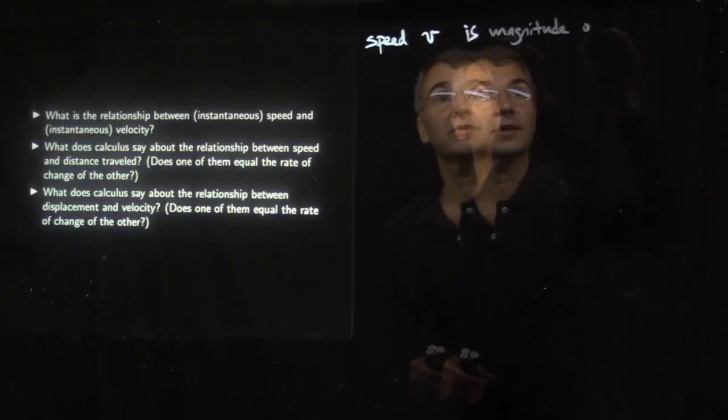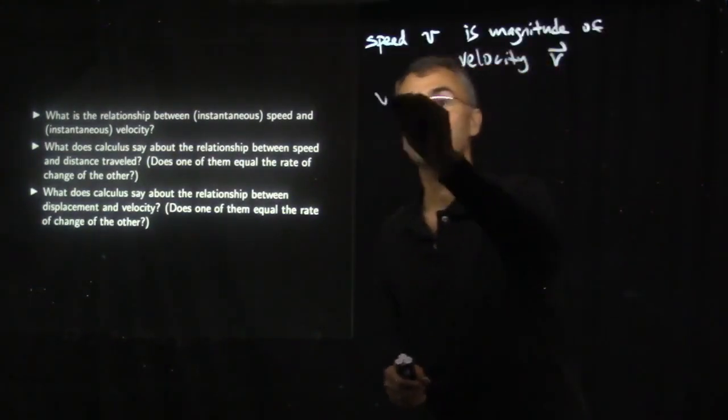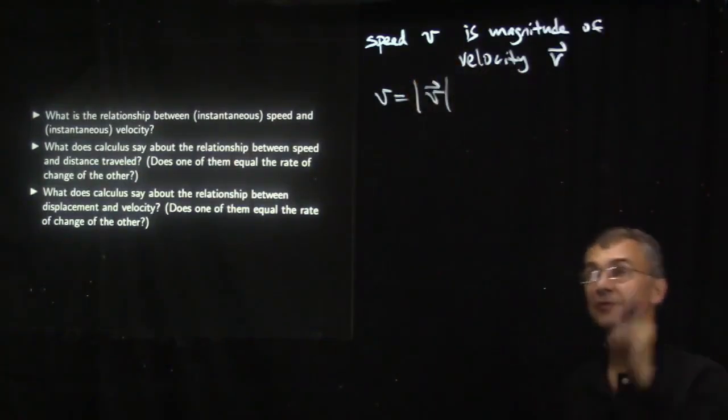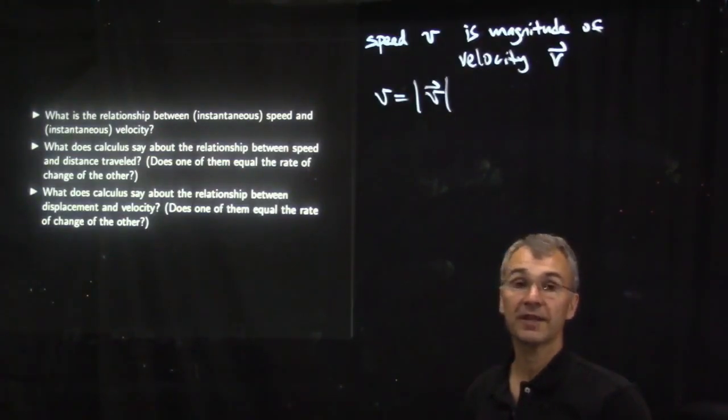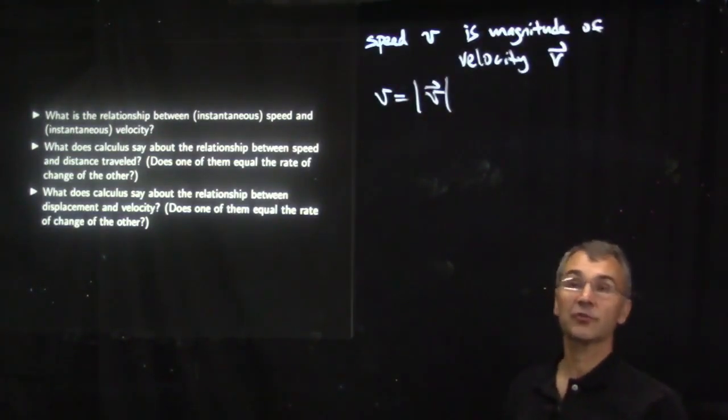Speed, v, is the magnitude of velocity, v. So v is the magnitude of the vector v. And it's probably easier if we make it more concrete. What does calculus say about the relationship between displacement and velocity? Does one of them equal the rate of change of the other? Well, yes. Velocity is the rate of change of displacement.